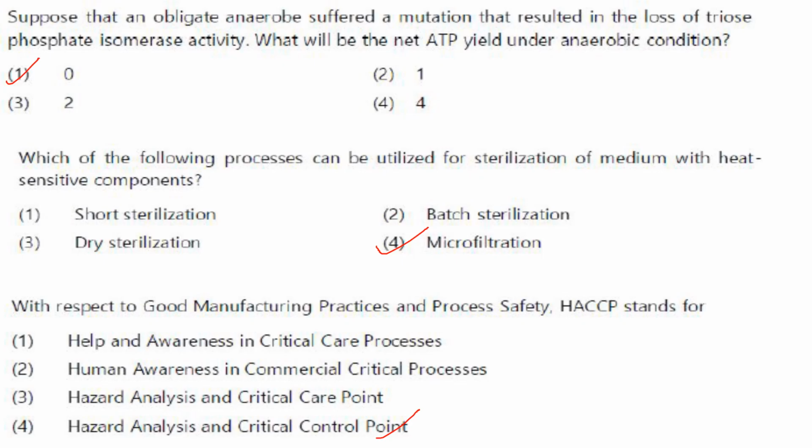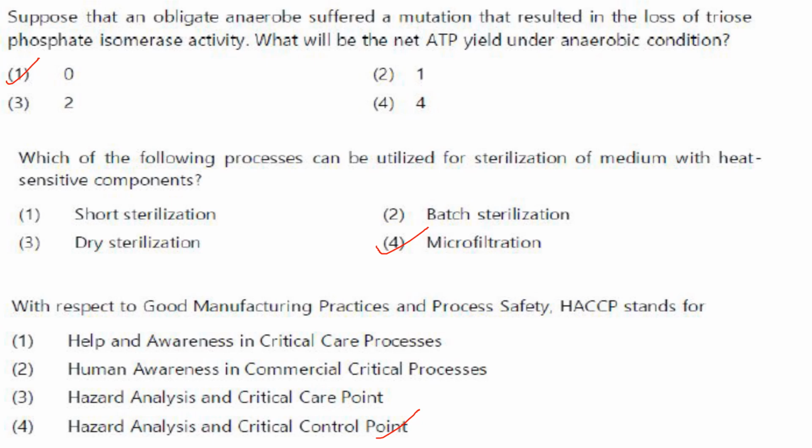Now next one. Suppose that an obligate anaerobe suffered a mutation that resulted in the loss of triose phosphate isomerase activity. What will be the net ATP yield under anaerobic condition? So, triose phosphate isomerase is essential for catalyzing isomerization of glyceraldehyde 3-phosphate to dihydroxyacetone phosphate.